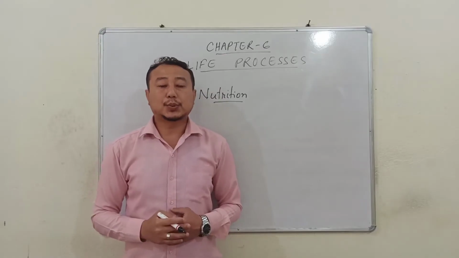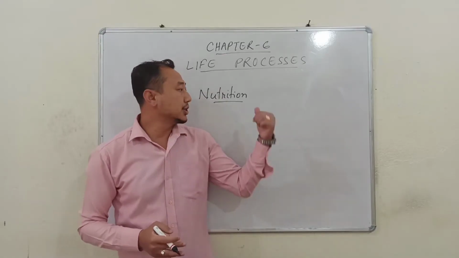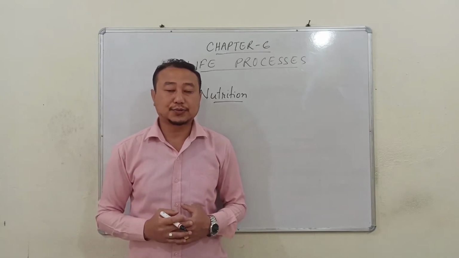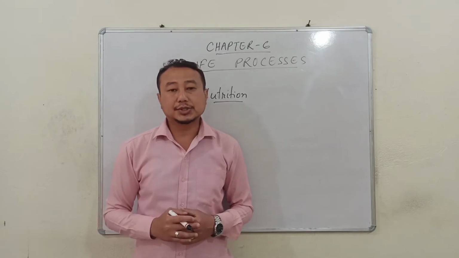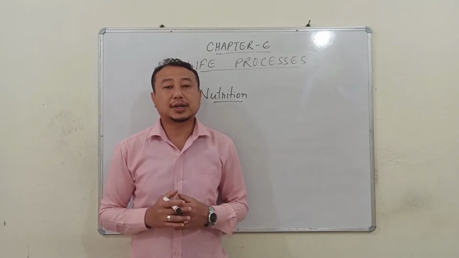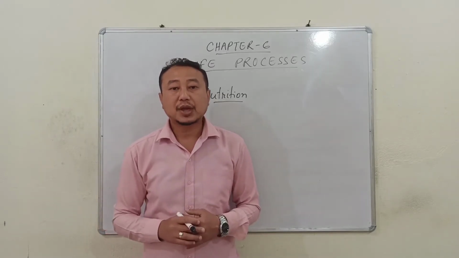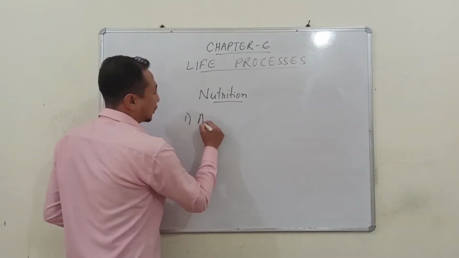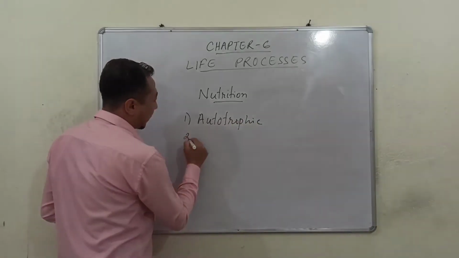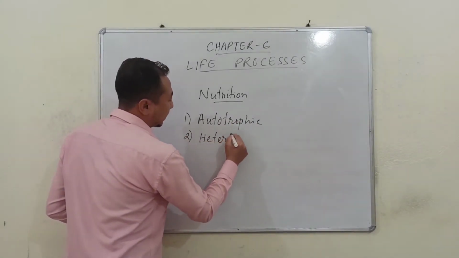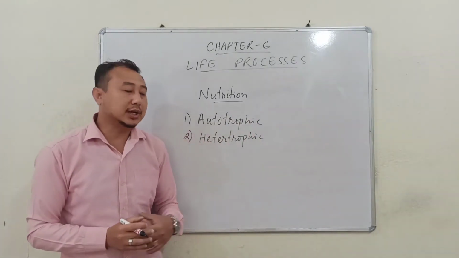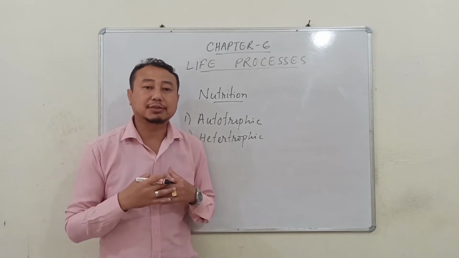The first life process that we are going to discuss in today's class is nutrition. Nutrition is the process of consuming and utilizing food. Different types of organisms perform nutrition in different manner. Depending upon that, we can broadly classify the process of nutrition into two different types. They are autotrophic nutrition, and the second one is heterotrophic nutrition. So let us discuss this autotrophic and heterotrophic nutrition in detail.